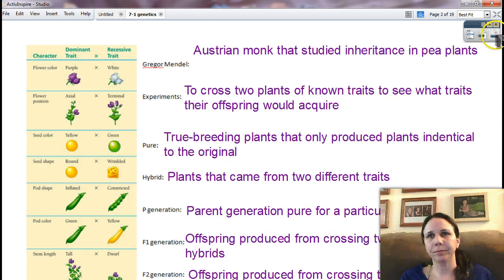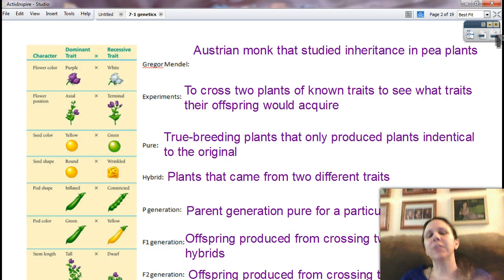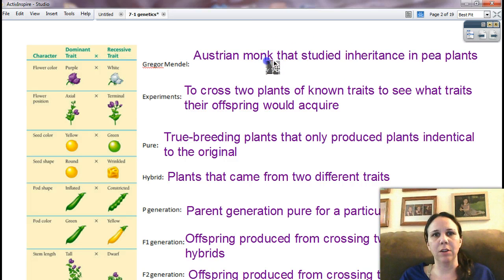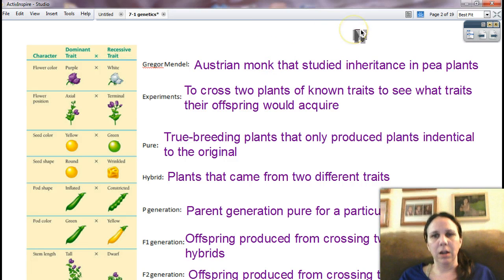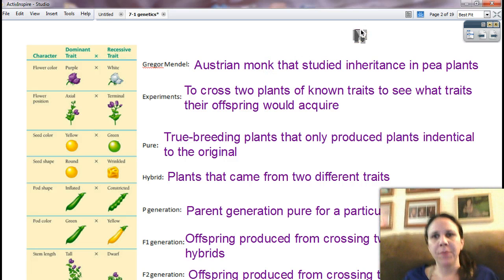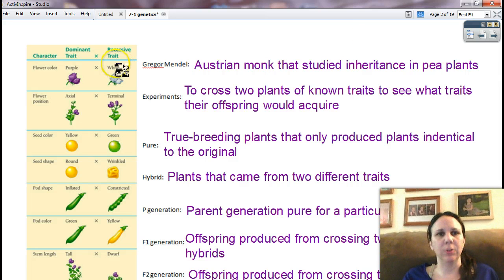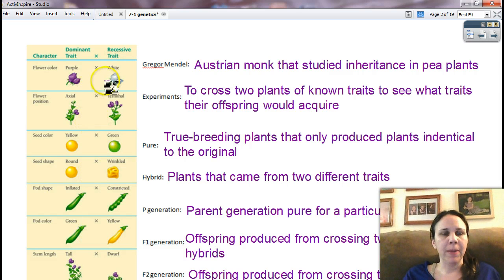Okay. Now, how did this all come to be? Well, it's all because of this guy named Mendel. Mendel is this Austrian monk who had a lot of free time because he was a monk and all. And so he decided to study pea plants. Over here you can see that pea plants come in lots of variety. They can come in purple or white flowers. The flowers can be somewhere along the branch or at the tip of the branch. The peas themselves can be yellow or green. They can be round or wrinkly.